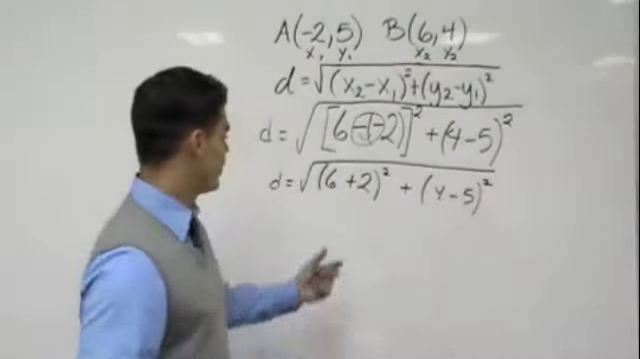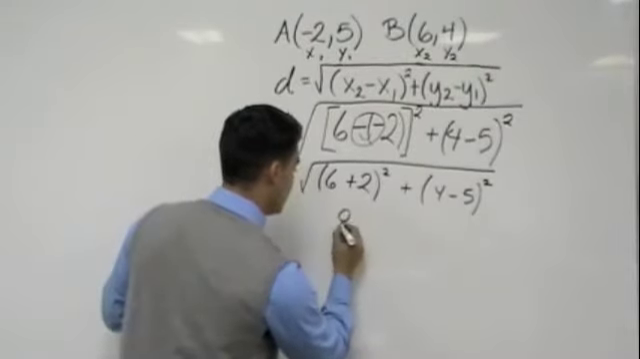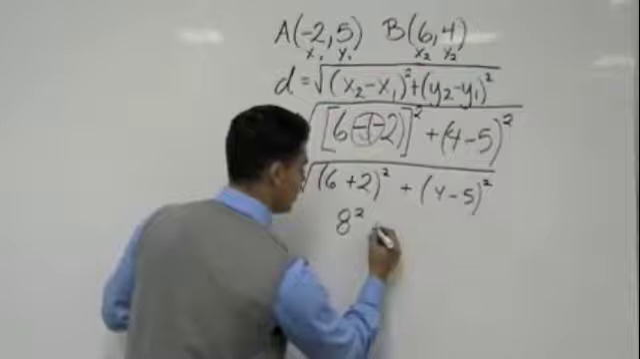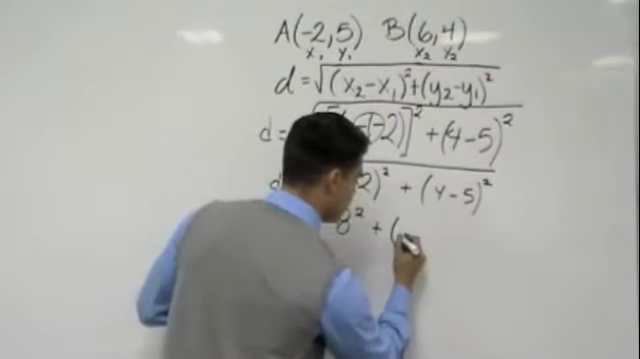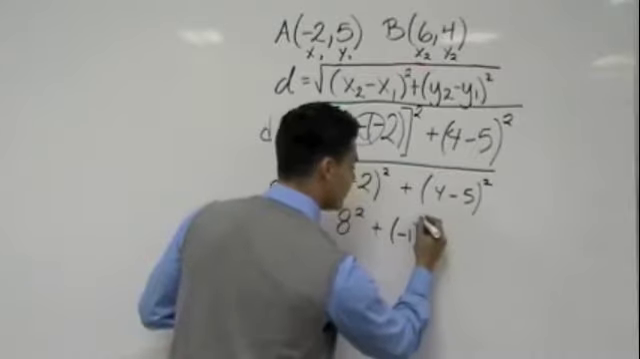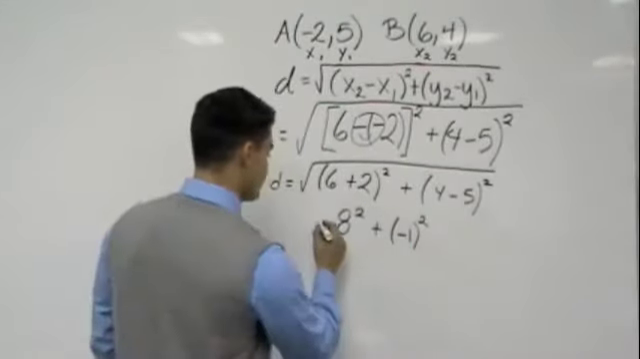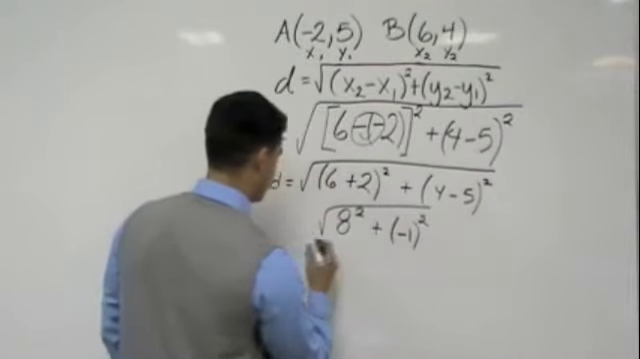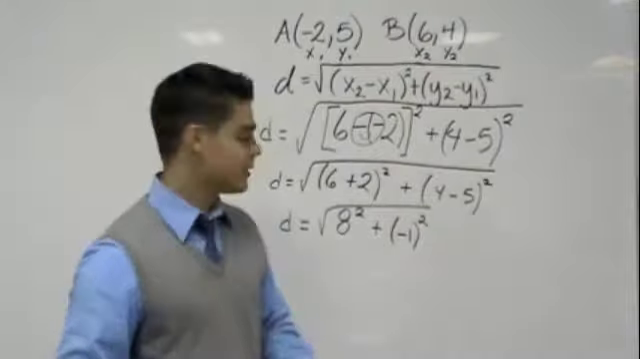All right, so here we go. 6 plus 2 gives me 8. And I'm going to go ahead and do 8 squared. Plus 4 minus 5 should give me a negative 1. Put that negative 1 inside of a parentheses and then square that. And all that is inside the square root. All right, we're almost there, guys.